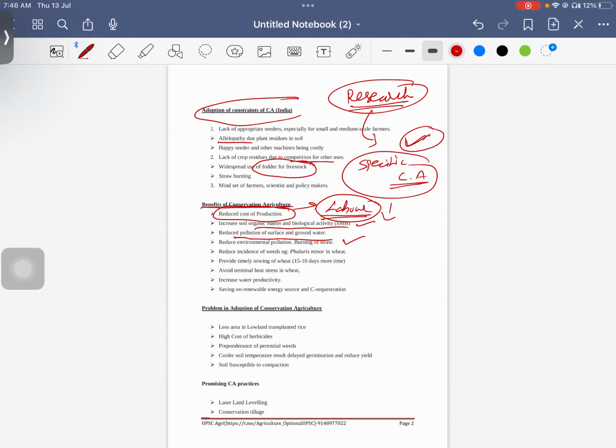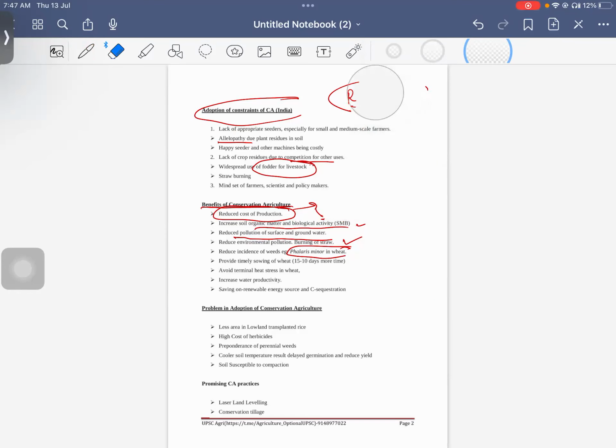And then another important point is earlier we used to have some annual or biennial weeds. Okay, now because of conservation agriculture, it turns to perennial weeds, like Cynodon dactylon. But Phalaris minor, which is a very important weed in wheat, gets reduced. Okay, and also we can go for timely sowing and saving on energy.